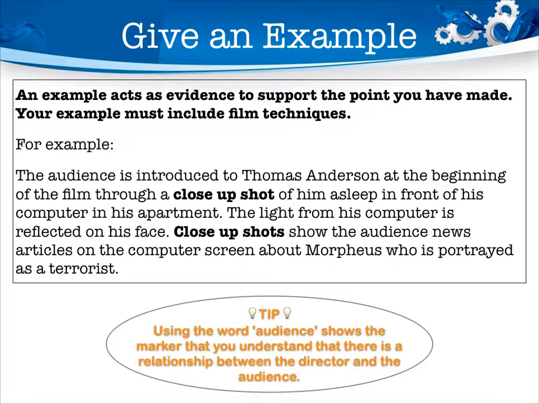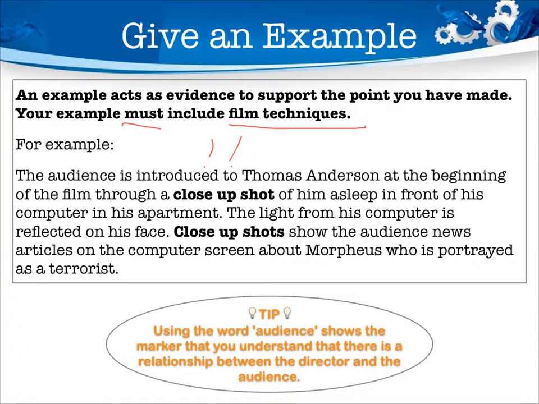After you've explained your point, the next thing to do is to give an example, one of 2. So what an example does is it acts as evidence to support the point you've made. Your example must include film techniques. So here's an example of an example.